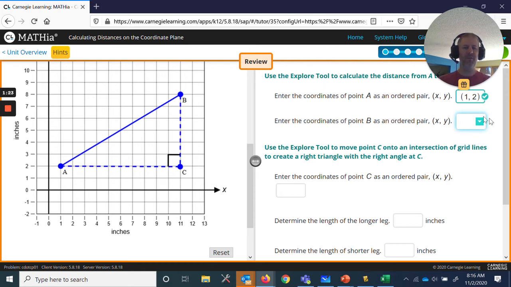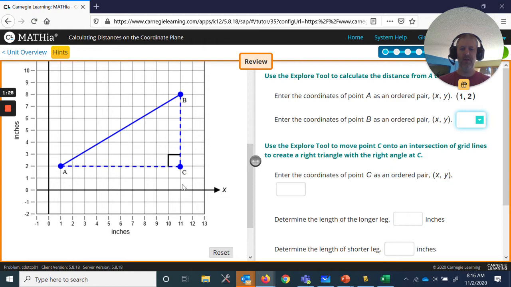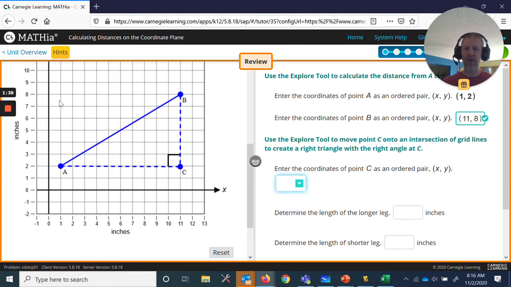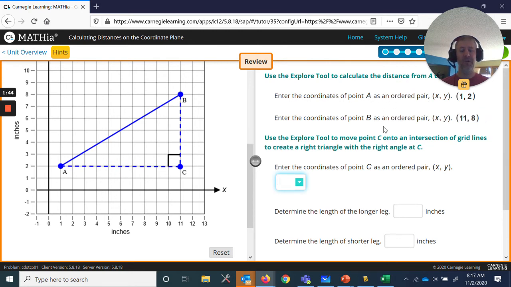Notice mine's in review mode because I already went through this. Point B is at 11, comma up here at 8. So (11, 8). You saw I use my mouse to line up where I was on my graph. Here's 8, here's 11. Now you'll just add those coordinates first. I like making the triangle so you can see it. So figure out what point C is. Point C is at (11, 2).